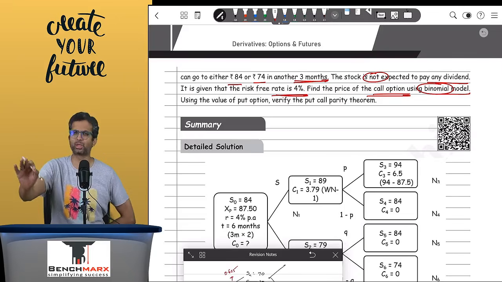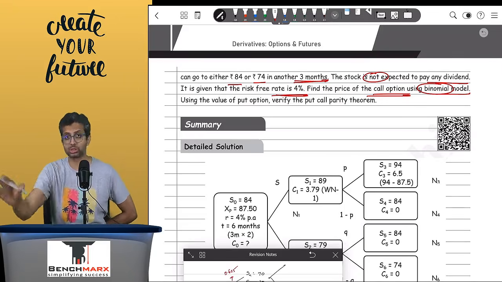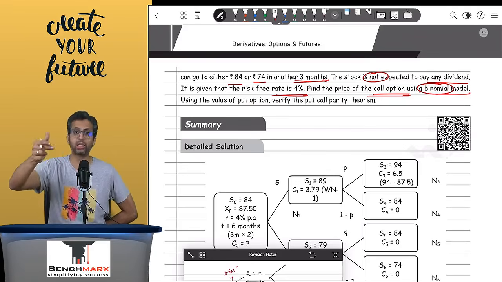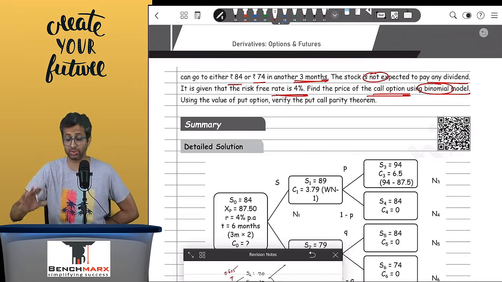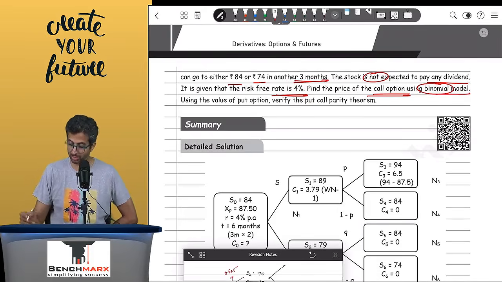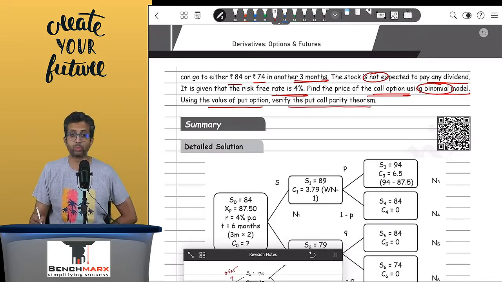So in multi-period questions, follow this. The institute has also almost always used the risk-neutral probabilities approach only. It is only in a single-period binomial that they are experimenting with various methods. Multi-period binomial has almost always been the probability approach only. And using the value of the put option, verify the call-put parity theory.